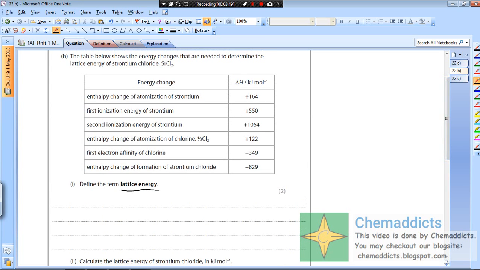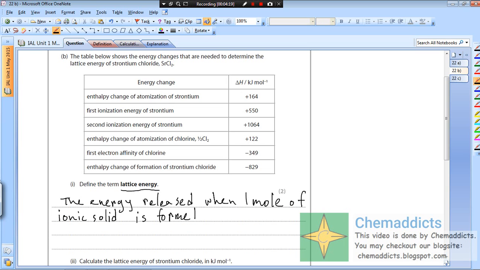So lattice energy is the energy released when 1 mole of ionic solid is formed from the required amount of gaseous ions.